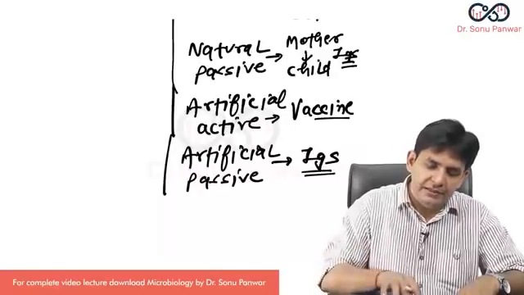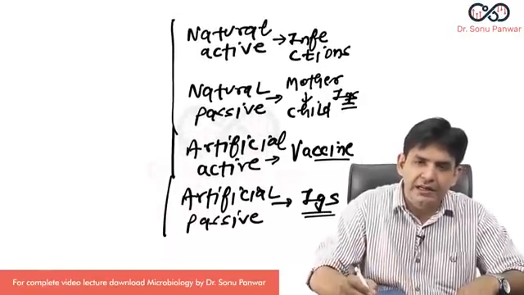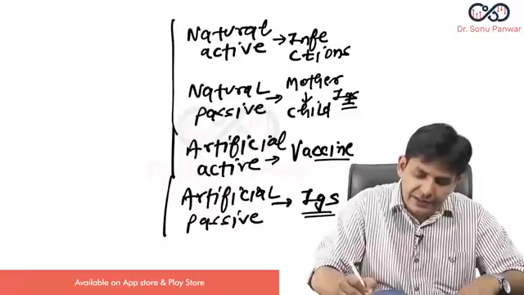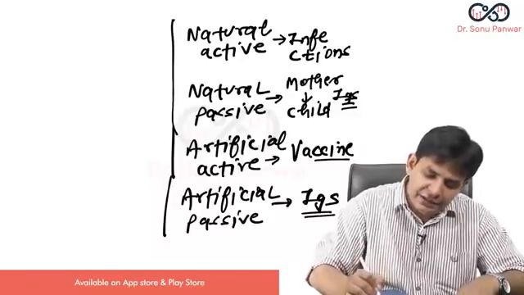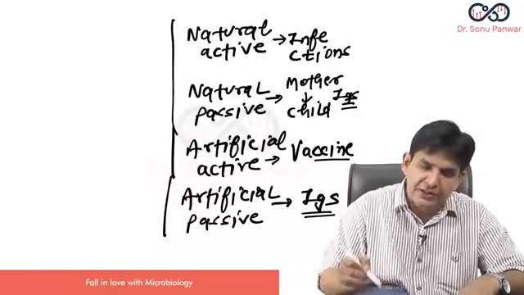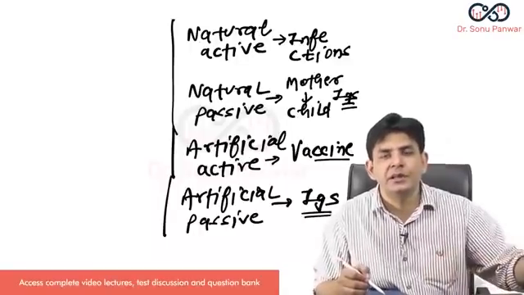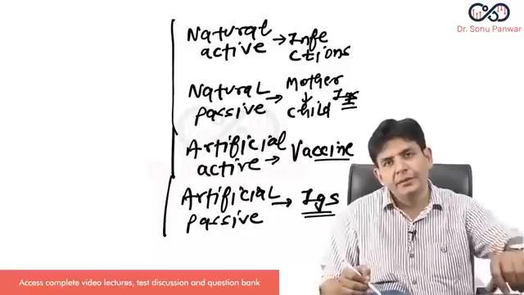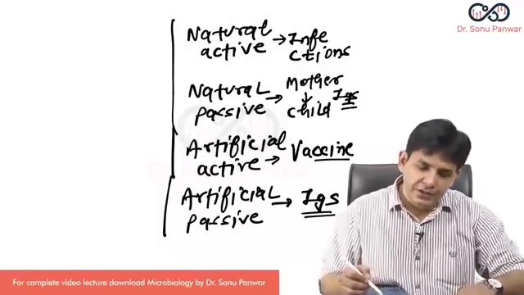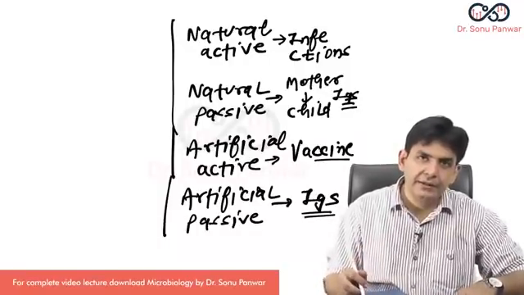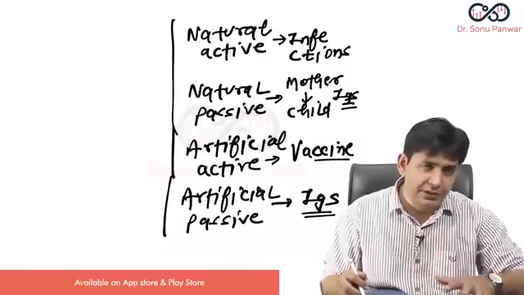So remember, guys, this question is coming up. Natural active is infections, natural passive is mother to child, artificial active is vaccines, and artificial passive is immunoglobulins. Which immunoglobulins? Ready-made immunoglobulins which you make in the labs. Fine. So remember all these things regarding the acquired one, these four types you need to remember.